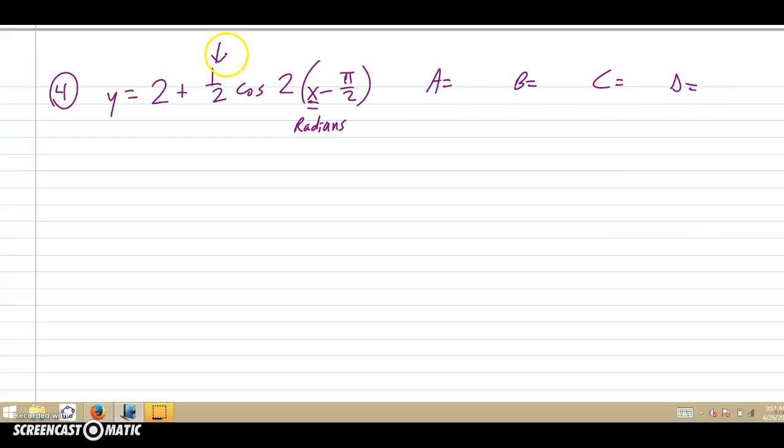A is the number right in front of the cosine, that's 1/2, so our amplitude is 1/2. B is the number right in front of the x, which would be a 2 in this case. C is what's added up front, that's a 2 as well. And D is the opposite of what you see in here.